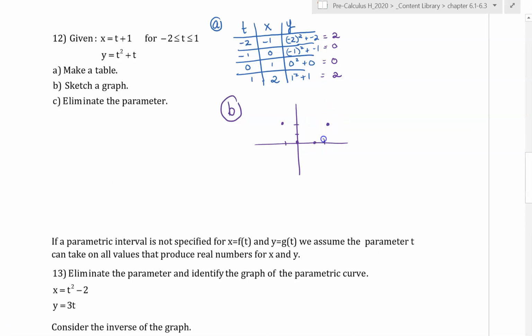I'm pretty confident, especially with all the examples that we've done, that this is a parabola. But again, go ahead and check it on your calculator. The important thing here, though, is notice our t interval went from -2 to 1, so we don't put arrows at the end.